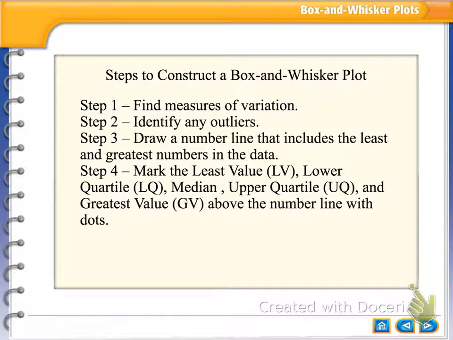Step 4. Mark the least value. That's the thing we have not gone over. The least value is also called the minimum, or the lower extreme is another name that we can use for that value. It's just the smallest number in the set. Our lower quartile, median, upper quartile, and then the greatest value, which is also known as the maximum or the upper extreme. 3 different names. Same thing we're talking about, just the largest number. Alright, so we're going to mark those above the number line with dots.